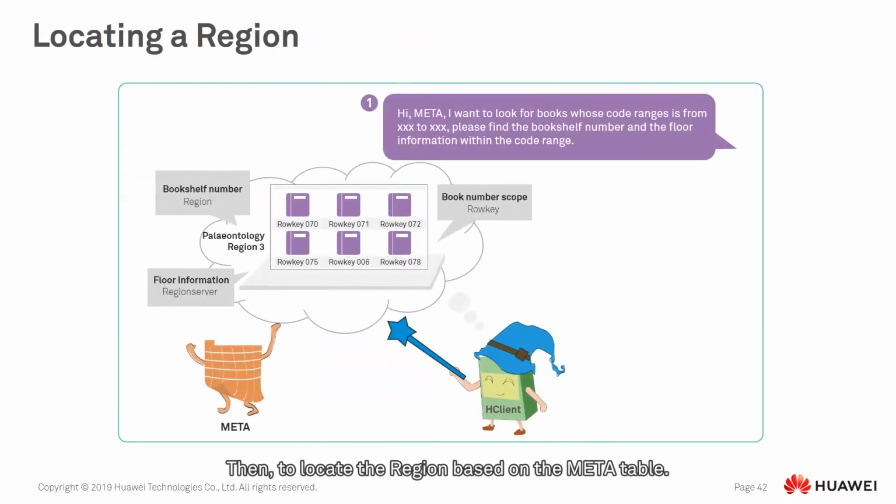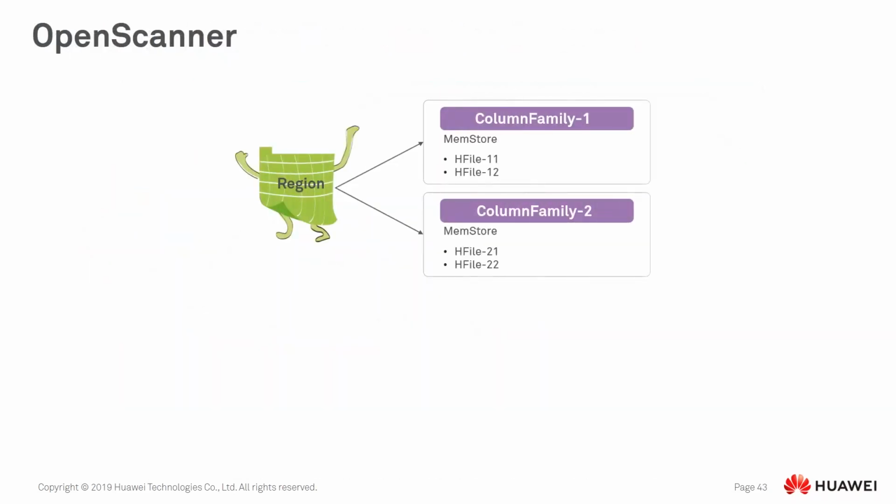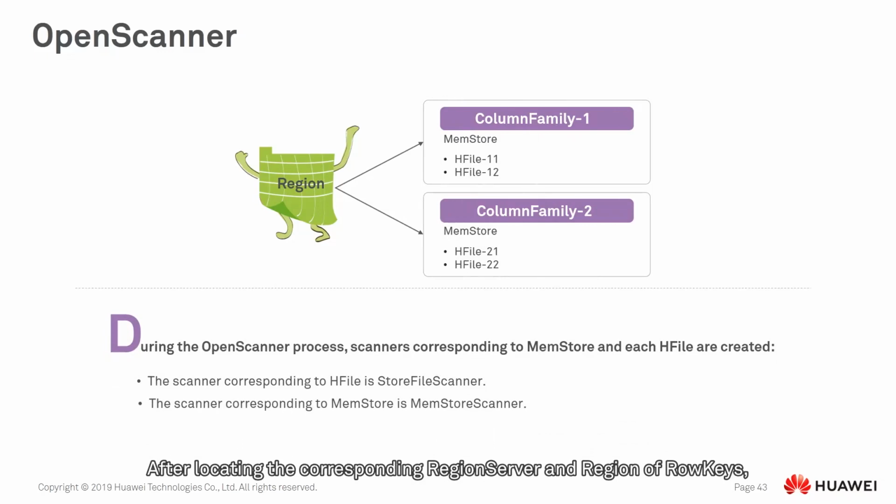If a code range is specified, this is a SCAN request, which is a query by range. Then, locate the region based on the meta table. After locating the corresponding region server and region of the row keys, open a scanner to search for data. Because a region contains mem stores and H files that include data, there are two types of scanner to read data in mem stores and H files respectively. The scanner corresponding to H file is store file scanner, and the scanner corresponding to mem store is mem store scanner.